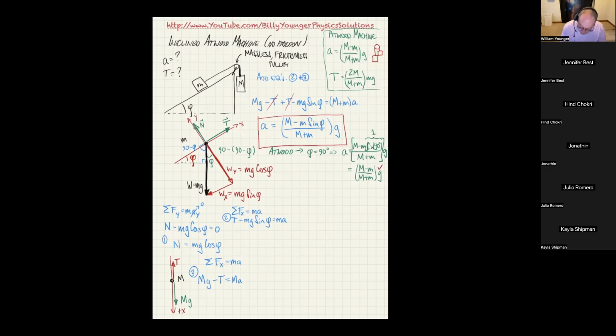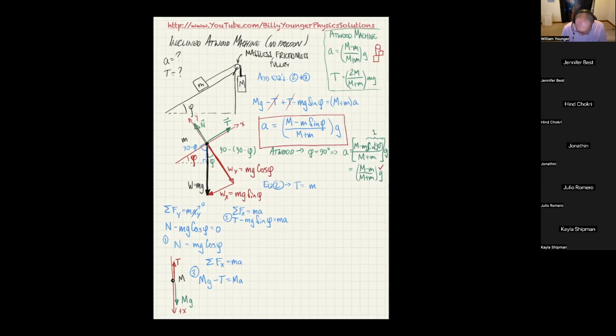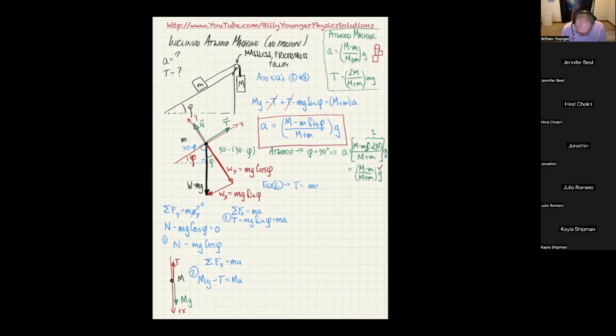I'm going to use equation 2. So from equation 2, I'm going to get that T is actually equal to M times A. Actually, let me write, I'm going to pull the mg sine phi over to the right first. That's going to become positive. So I'm going to say mg sine phi, and then that's plus MA. So I've got a common factor of M in there. So I'm going to use that. Let me also break this up so we don't get confused what part's what.